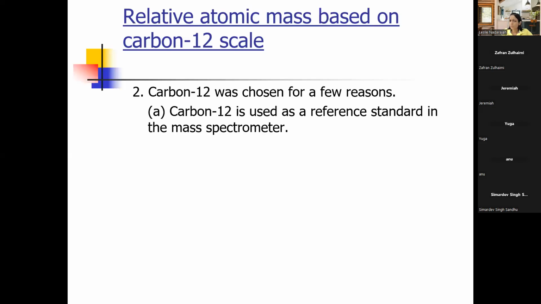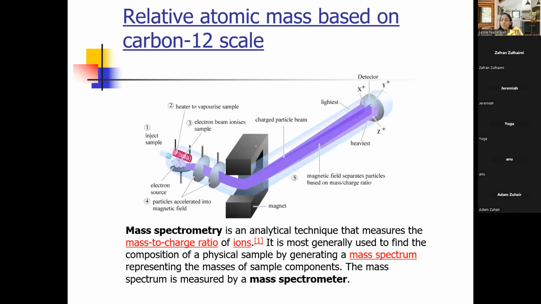So carbon is very good because it's my reference standard in a spectrometer. You don't know what a spectrometer is, but when you go to university, it is something like this. You use it a lot when you want to find out which carbon this is, what kind of carbons am I using. So we want to find out what are the components in that particular sample. This is a spectrometer, okay?